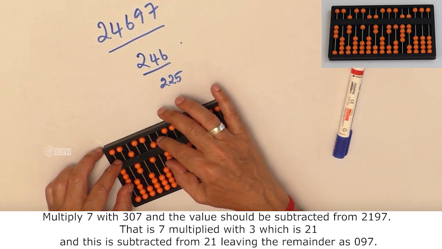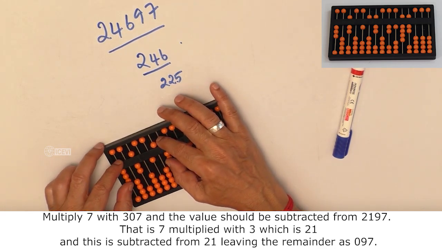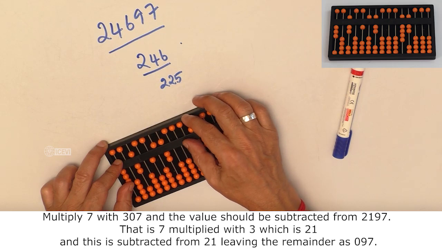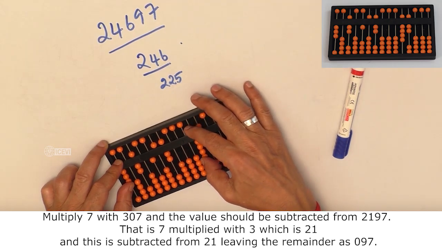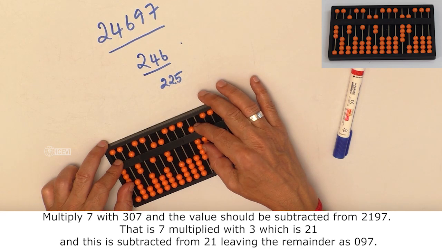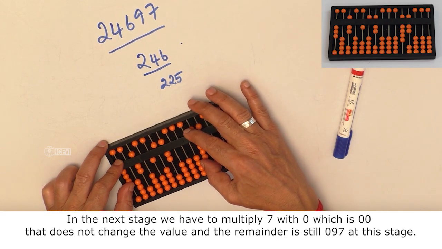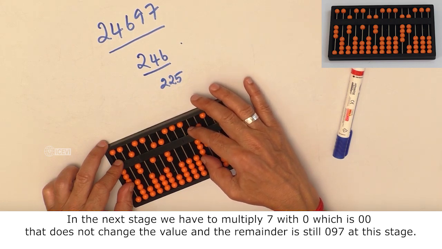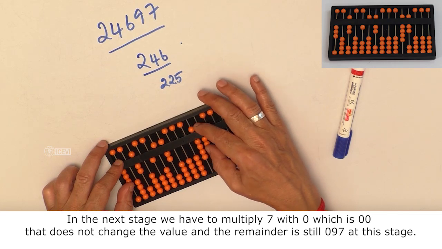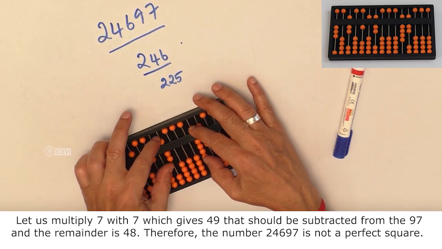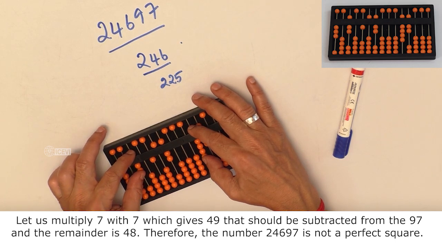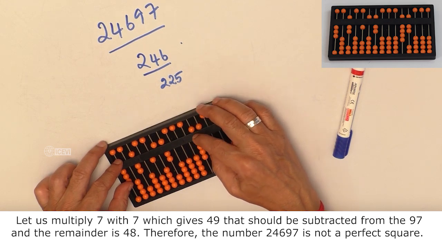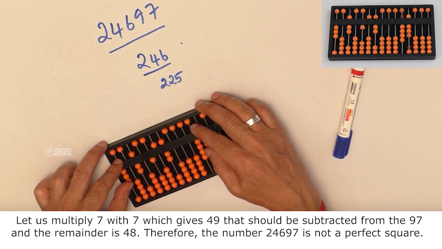2,197. That is 7 multiplied with 3, which is 21, and this is subtracted from the 21 and the remaining value is 097. In the next stage, we have to multiply 7 with 0, which is 00. That does not change the value, and the remainder is still 097. Now multiply 7 with 7, which gives 49, and that should be subtracted from the 97, which gives 48.